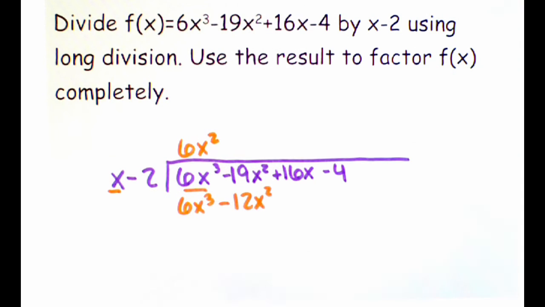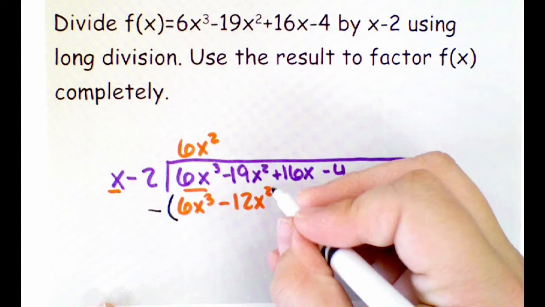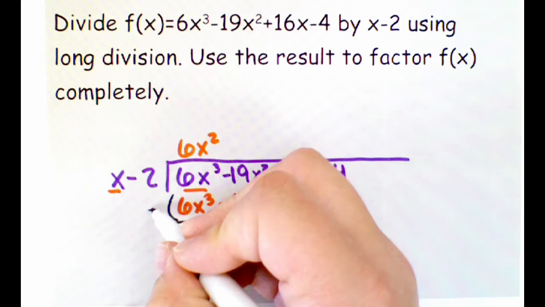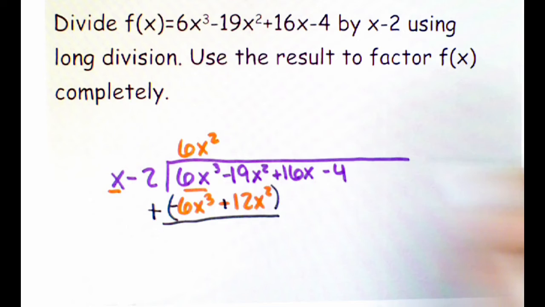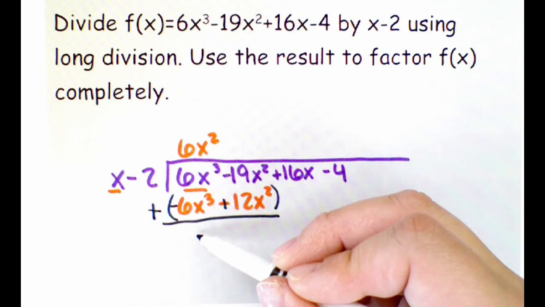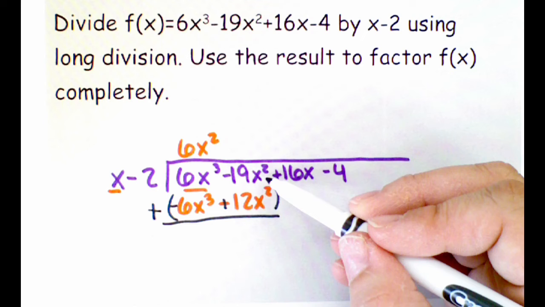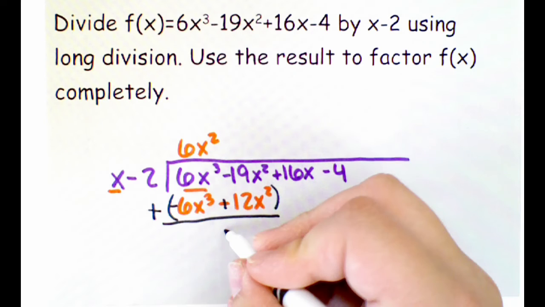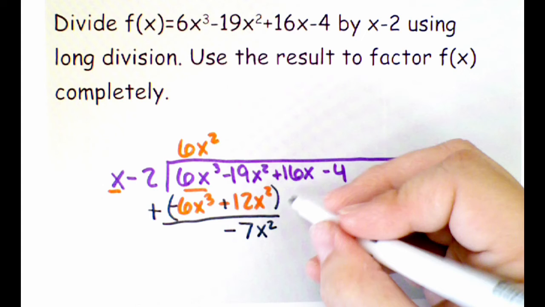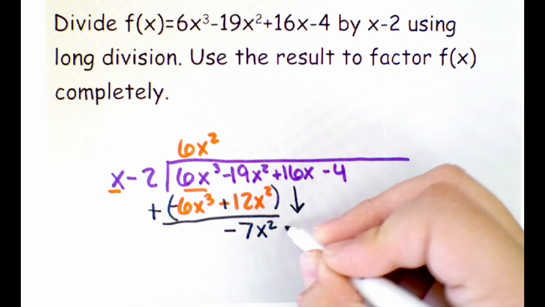Then we subtract. We're subtracting the whole thing, so I always put parentheses around it because I like to say, all right, make that plus and change the signs. 6x cubed and negative 6x cubed make a 0. Good. Negative 19x squared and positive 12x squared makes negative 7x squared. Then, just like with regular long division, we bring down the next number.